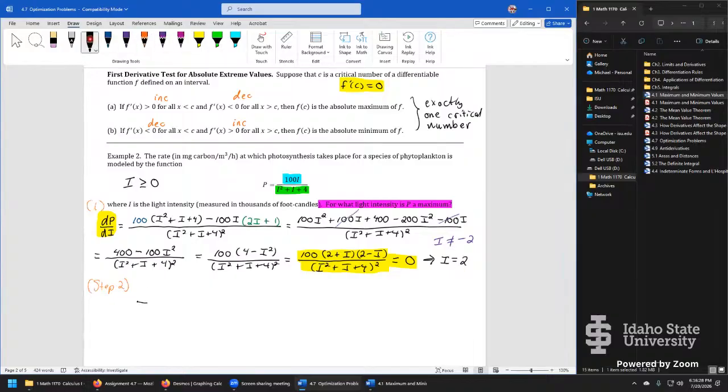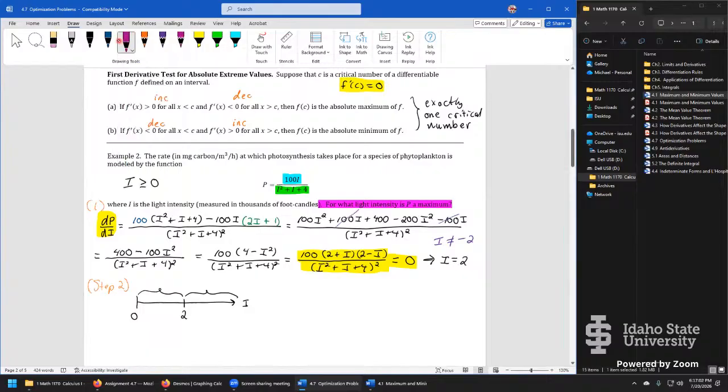So this is what we did in section 4.3. We wrote down a number line. It went from negative infinity to positive infinity, but this time it's an I interval and it starts at 0. So we'll draw a number line that goes like this. I is light intensity. Critical number is at 2,000-foot candles. Now we want to know the sign of the derivative on those two intervals. So the next thing we always did in section 4.3 is take test points.